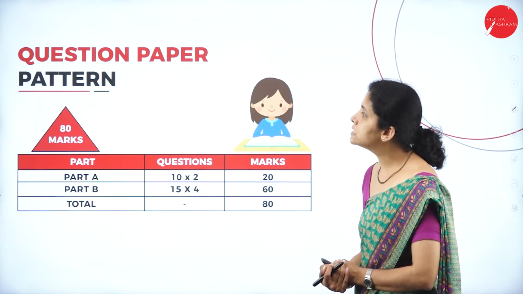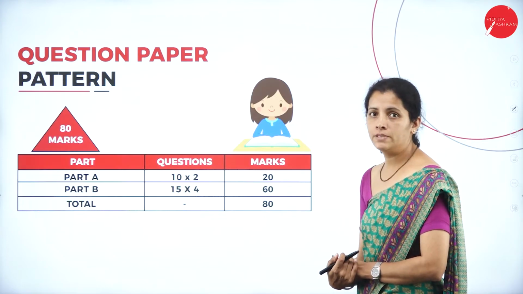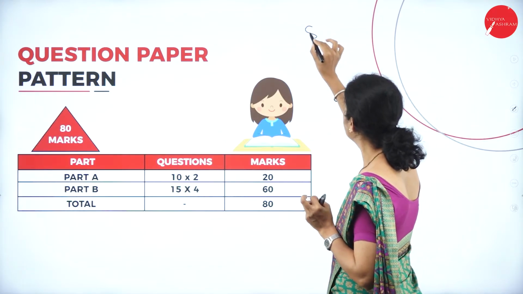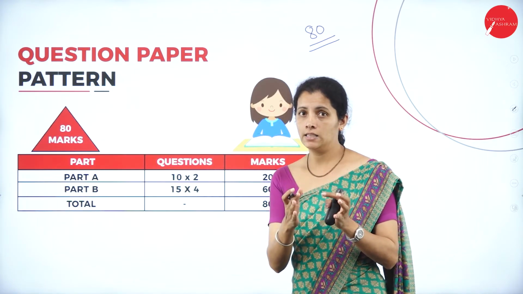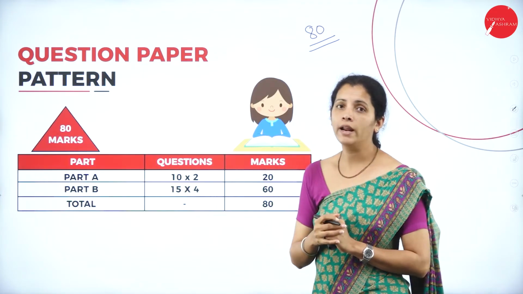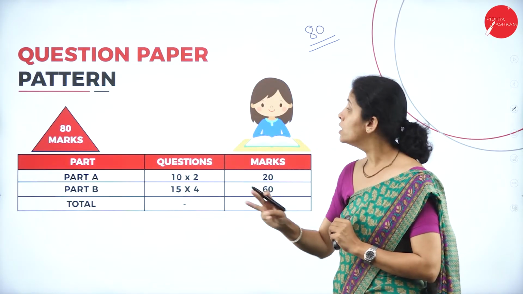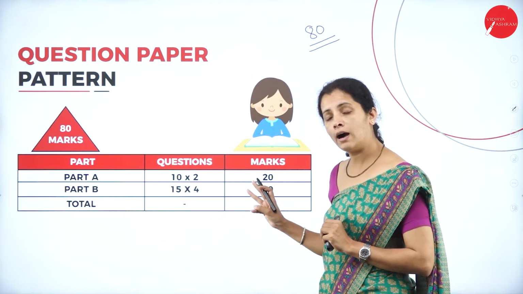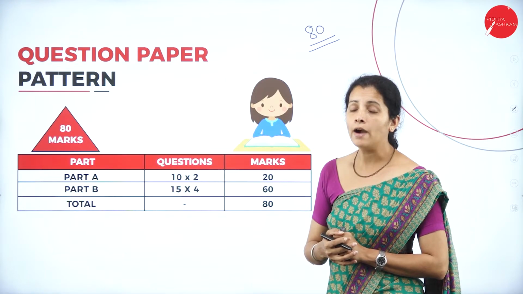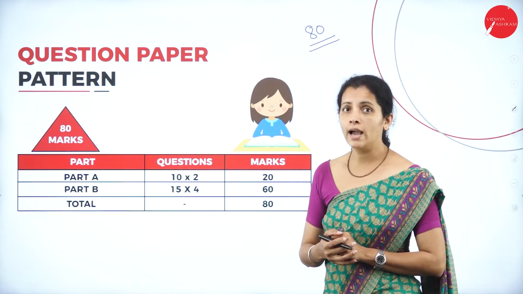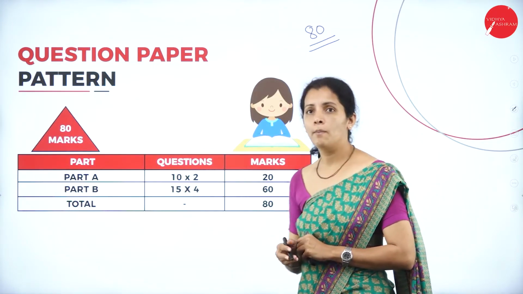Now let me discuss the question paper pattern. So dear student, this subject is only for 80 marks. That means you are going to write the final exam only for 80 marks. The question paper is divided into 2 sections or 2 parts, Part A and Part B. Under Part A, you have 12 questions. Out of 12, you have to answer only 10 questions and each carries 2 marks.